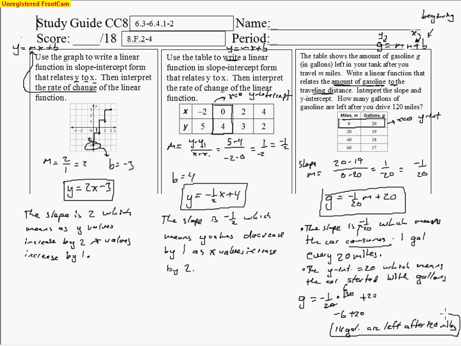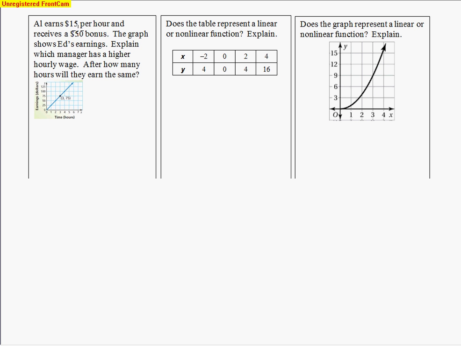So moving on to the next problem, it says Al earns $15 an hour and receives a $50 bonus. Well, $15 per hour, this is the rate of change. And so I know it's a rate because of that word per. So that's my rate right there. And bonus, this is a one-time deal. So this is the y-intercept. And that's our beginning value.